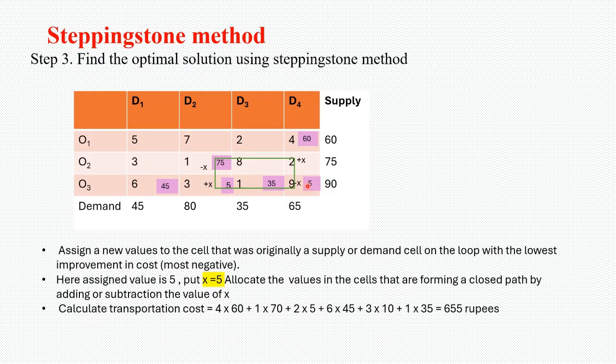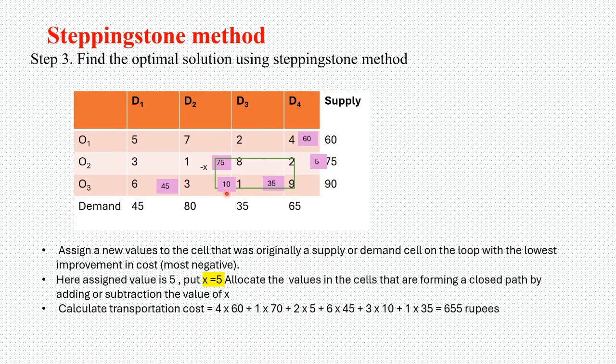We start from the cell O2D4, add 5. Here we see no allocation, so 0. Now plus 5 becomes 5. Here 5 minus 5 becomes 0. So with no allocation, here 5 plus 5 is 10. Here 75 minus 5 becomes 70. These are the modified tables with modified allocations.